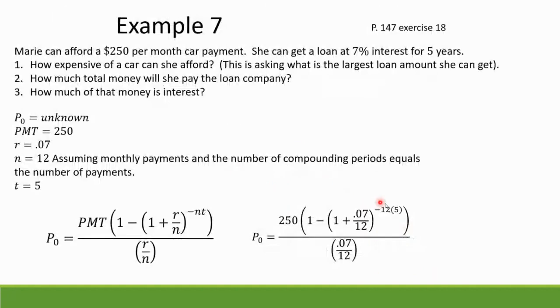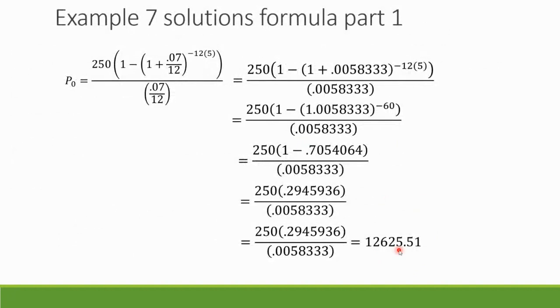So I think the most expensive car she can afford is one that costs $12,625.51. Now that's from the formula, so we're going to use the TVM solver now as well. But are there any questions on this?